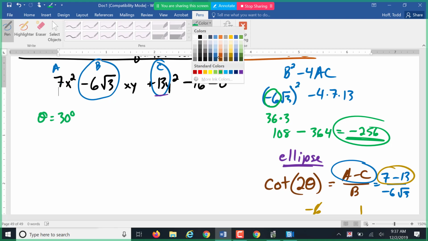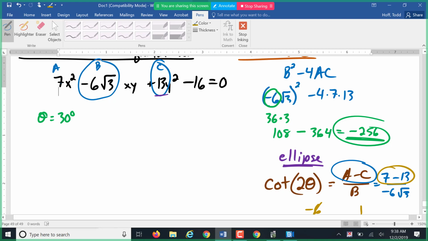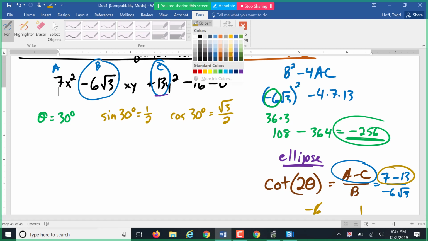Now, what we're most concerned about is sine of theta and cosine of theta. Sine of 30 degrees is just 1/2. Cosine of 30 degrees is the square root of 3 over 2. Now we can go ahead and find our substitution.